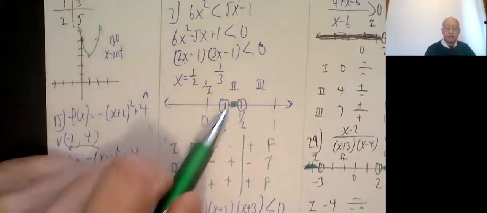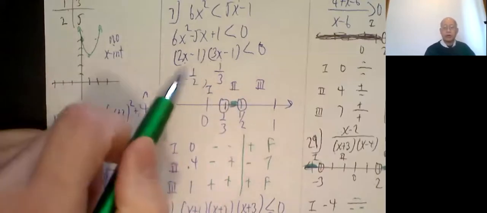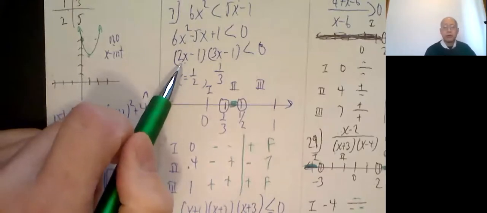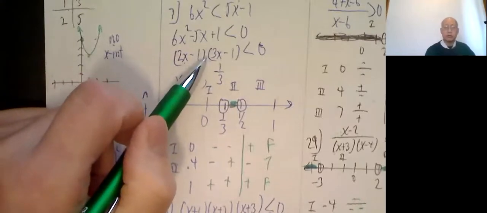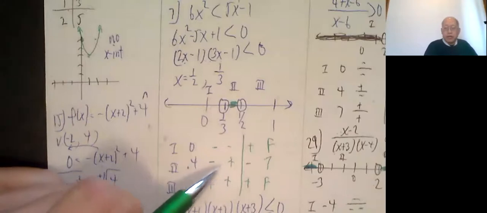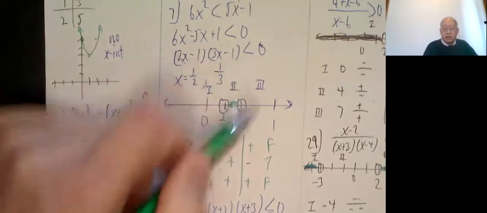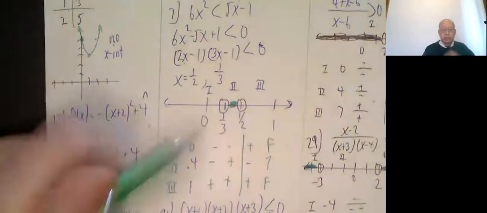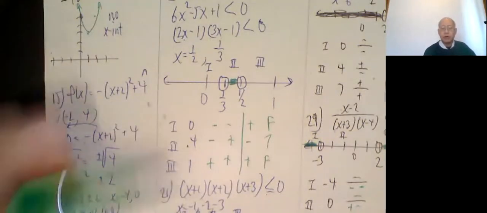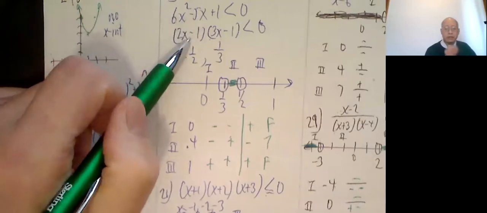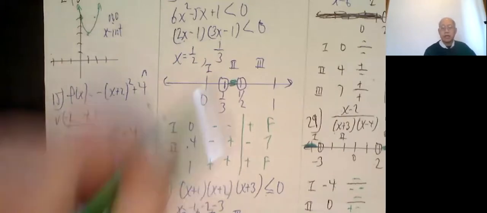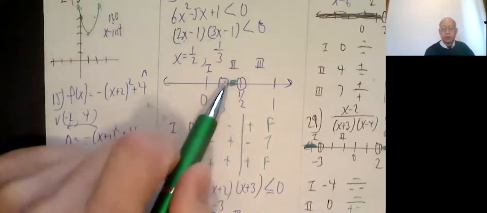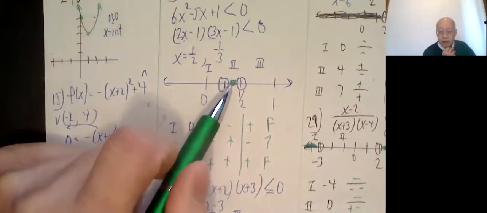Again, in a book, they would have parentheses. 0.4. 2 times 0.4 is 0.8 minus 1, that's a negative. 3 times 0.4 is 1.2 minus 1 is a positive. So a negative times a positive is a negative. A negative less than 0, that's true. So I shade in region 2. Region 3, 1. 2 times 1 minus 1, that's positive. 3 times 1 minus 1, that's positive. Positive times positive is positive. Is a positive number less than 0? No, that's false. So the only shaded region is just this small region here between 1/3 and 1/2.